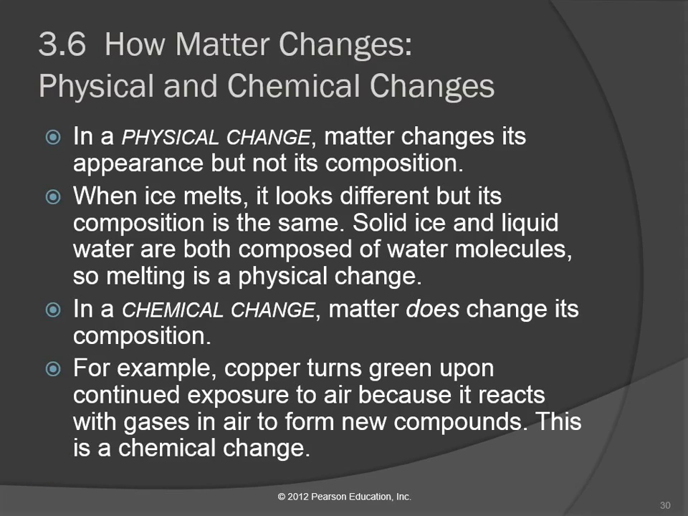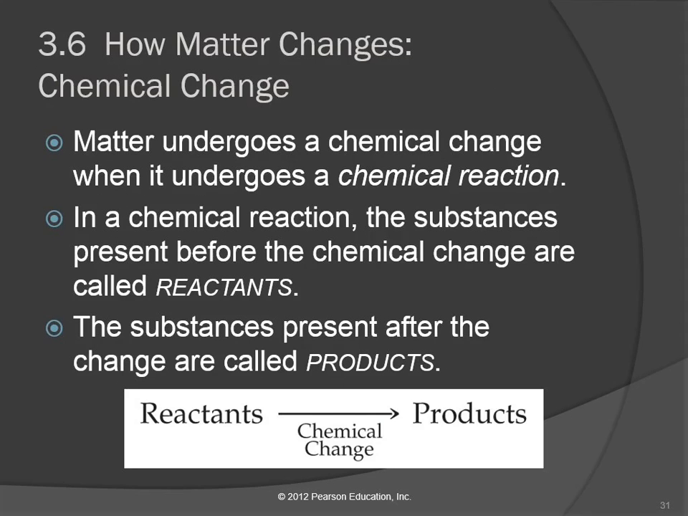There is a correlation between physical properties and physical changes, and between chemical properties and chemical changes. A chemical change is a chemical reaction. Now that sounds more like chemistry, right? So in a chemical reaction, the substances that you start out with are called the reactants. And the substances that you end up with are called the products. So we've got reactants to start with, and then products.